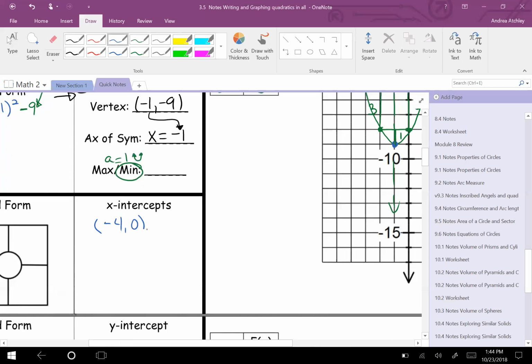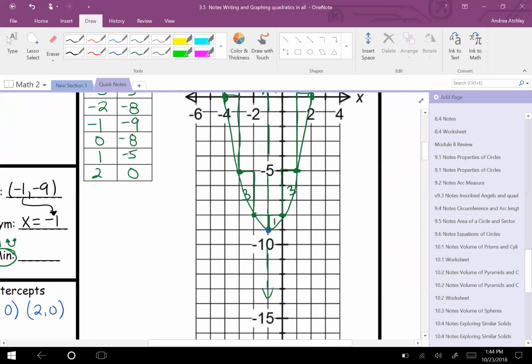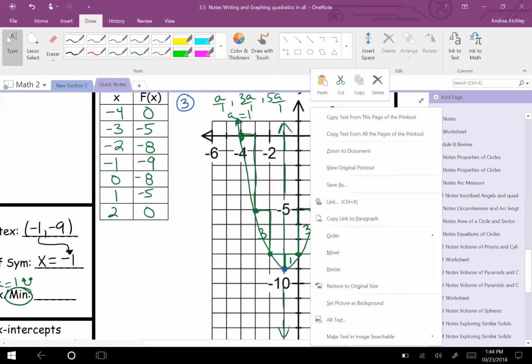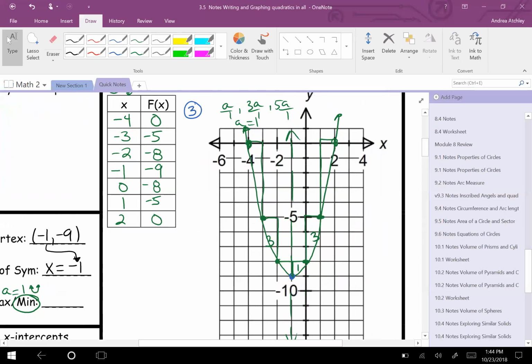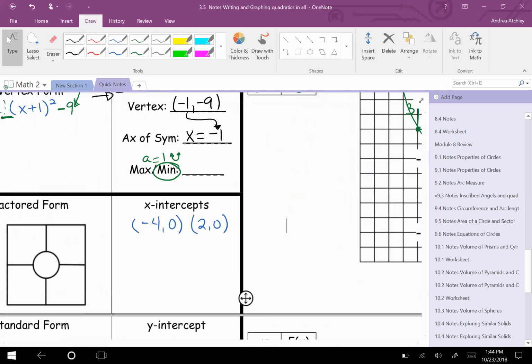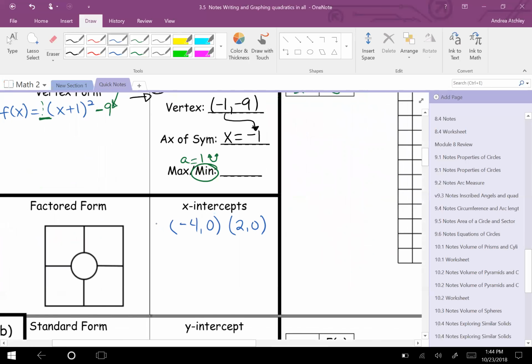-4 and 0. And what's the other one? 2 and 0. So here and here are my x-intercepts. Now, we can find the factored form given our x-intercepts.